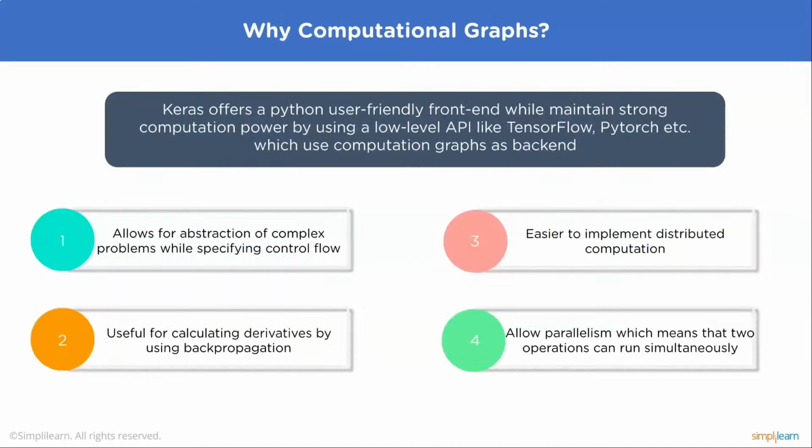So Keras offers a Python user-friendly front end while maintaining a strong computation power by using a low-level API like TensorFlow, PyTorch, etc., which use computational graphs as a backend. One, this allows for abstraction of complex problems while specifying control flow. If you've ever looked at some of the backend or the original versions of TensorFlow, it's really a nightmare. You have all these different settings you have to put in there and create. It's a lot of back-end programming.